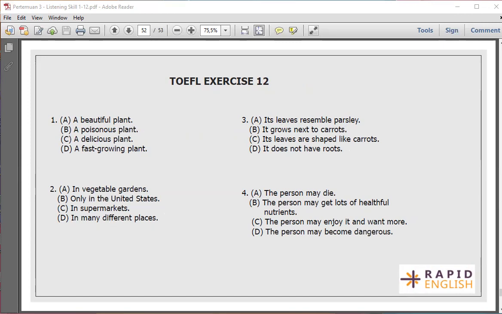Now let's listen here. Exercise 12. Listen to each complete talk and answer the questions that follow. Questions 1 through 4. Listen to a lecture by a biology professor.